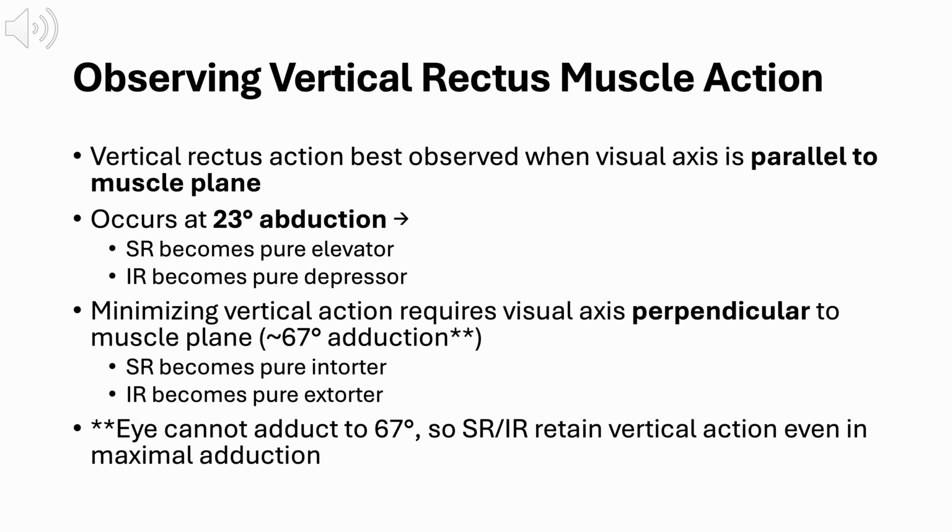If we move the eye further into adduction, the situation changes. When the visual axis becomes perpendicular to the muscle plane, around 67 degrees of adduction, the vertical effect is minimized and torsion dominates. In that setting, the superior rectus acts mainly as an intorter and the inferior rectus as an extorter. In practice, the eye cannot adduct fully to 67 degrees, so even in maximal adduction, the superior and inferior rectus muscles never lose their vertical component completely.